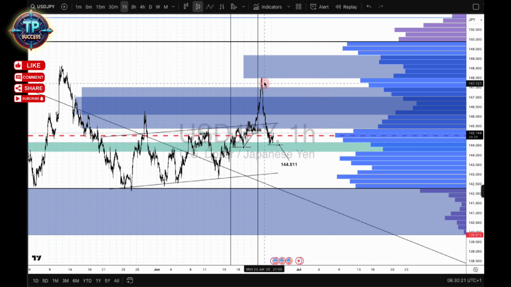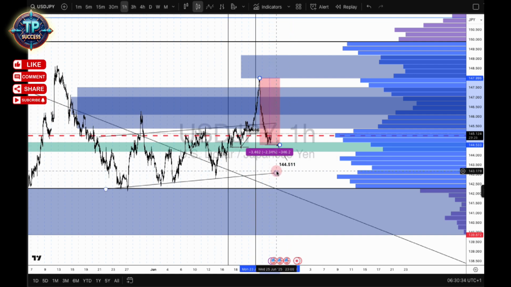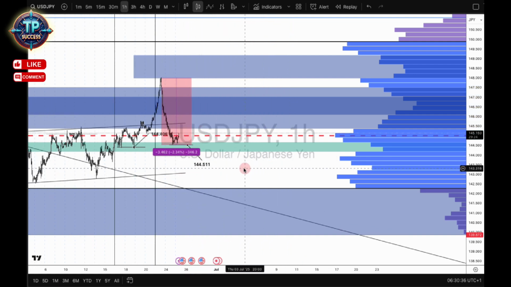Let's see how many pips you guys would have gotten if you did this move all the way to the downside, if you were able to catch that. So that's 346 pips to the upside. So if you got that, well done to you.